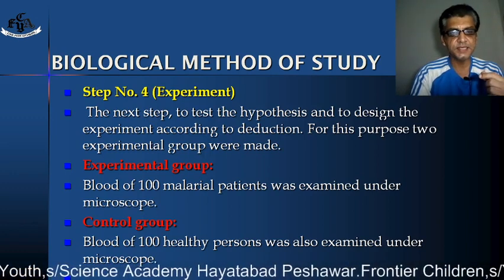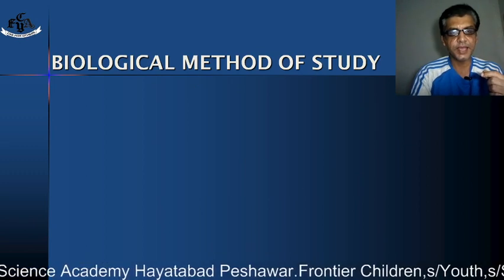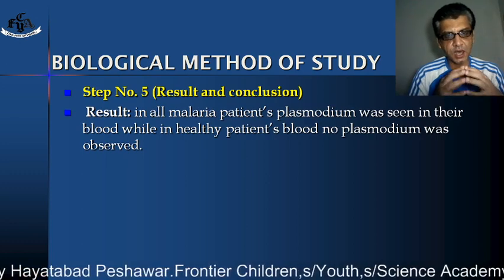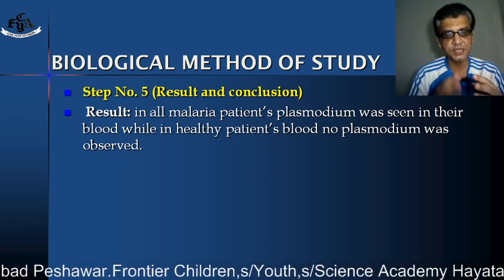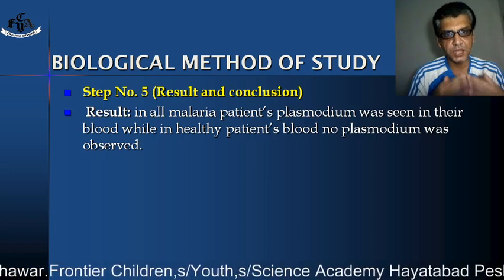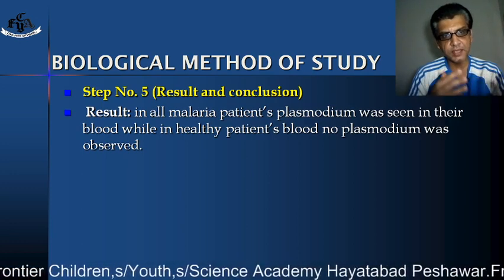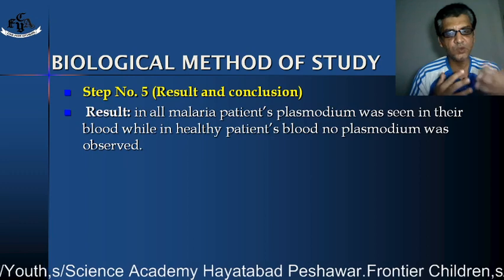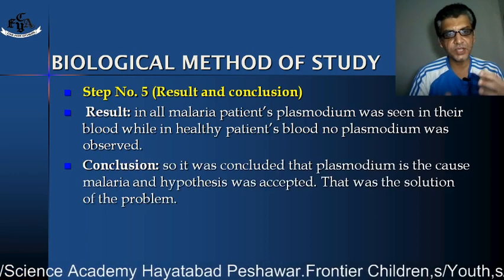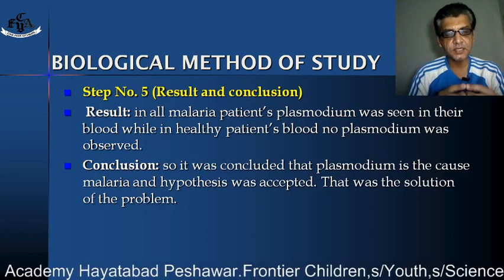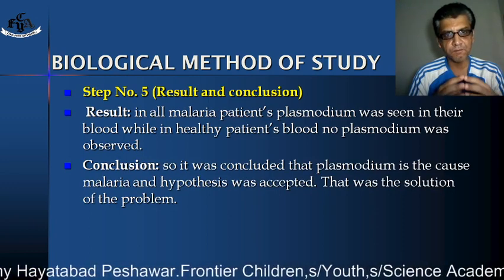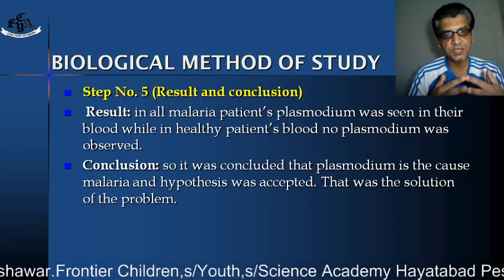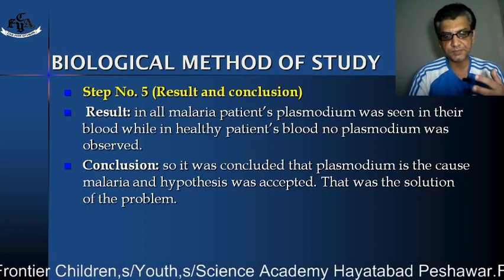Now the next step is result and conclusion. It was observed that in all 100 malarial patients, Plasmodium was found in their blood, while in the blood of all healthy persons there was no Plasmodium. So that was the result. At the end, it was concluded that Plasmodium is the cause of malaria, and the hypothesis was proved true.